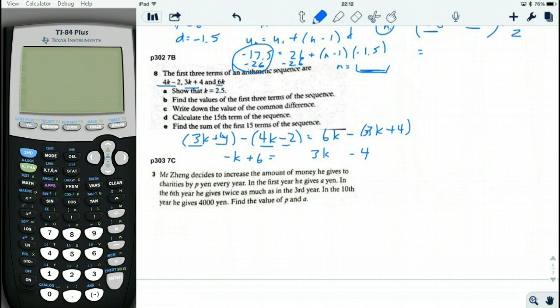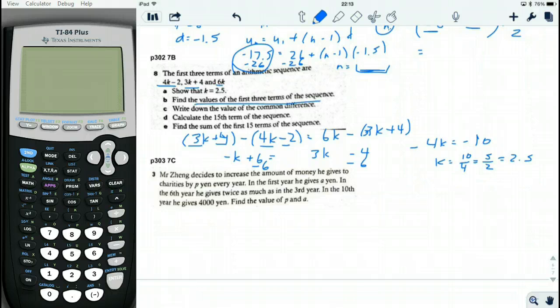And then if we subtract 3k from both sides, we get negative 4k, and then we subtract 6 from both sides, we get negative 10, and that gives us k equals 10 fourths equals 5 halves. K equals 5 halves, and that is equal to 2.5, which is what we wanted to show.